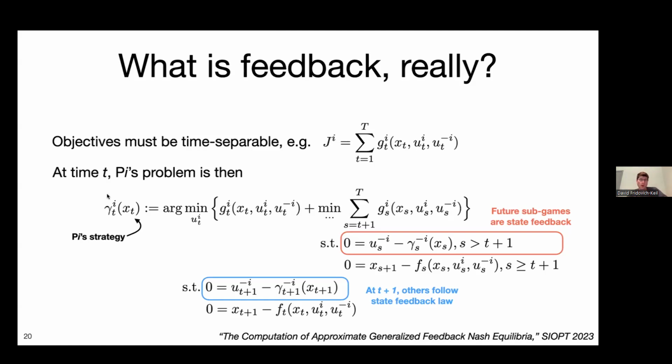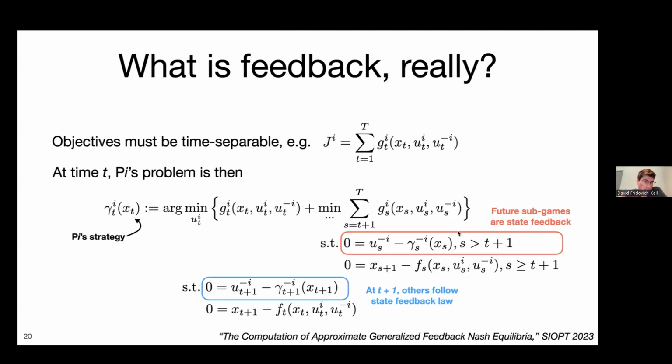Of course, I've written it down just for player i, but every player has a version of this problem, and just like I showed on slide 3 or something, all the players' decisions are mutually coupled. Player i's strategy at time t right here depends upon every other player's strategy at time t+1 and further into the future. So everything is coupled, and the inclusion of these boxed constraints is exactly the distinguishing factor between a feedback equilibrium and an open loop equilibrium.